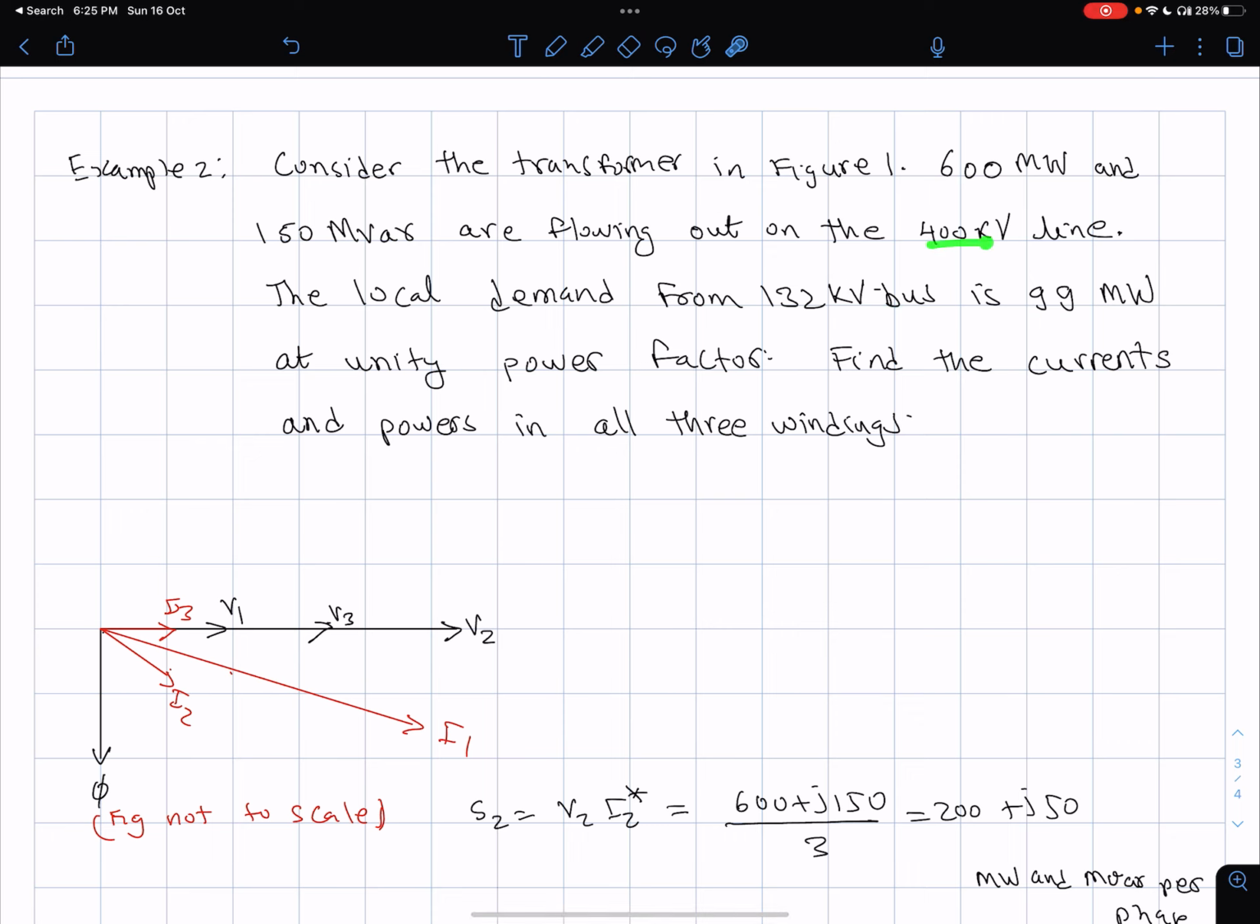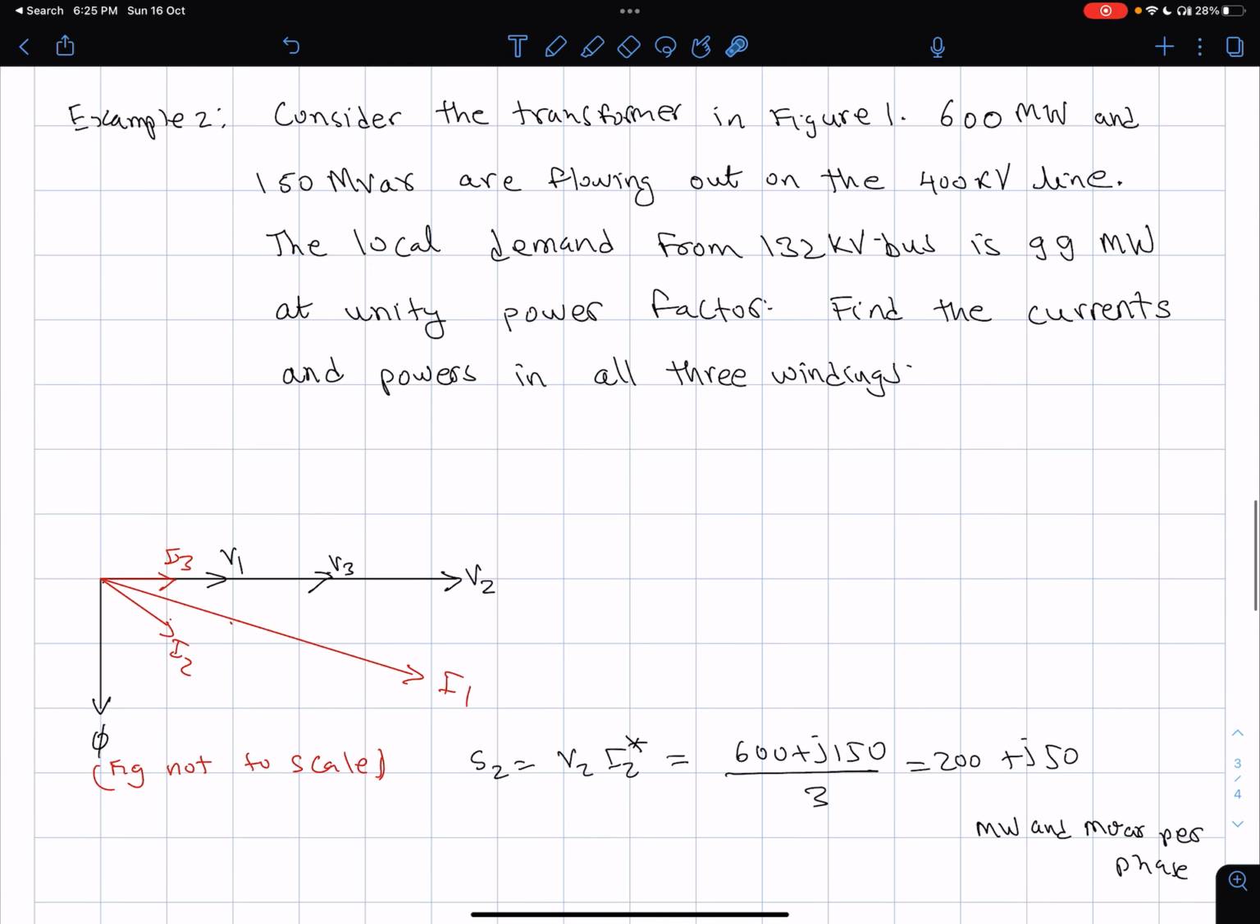Obviously, because the voltage level is high, higher power is being pushed out here. When we want to push out a lower amount of power, the voltage level is selected to be comparatively lower as well. And this 99 megawatts is at unity power factor. Find the currents and powers in all the three windings.